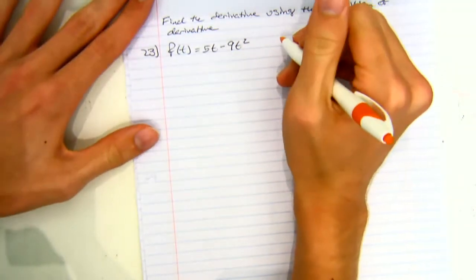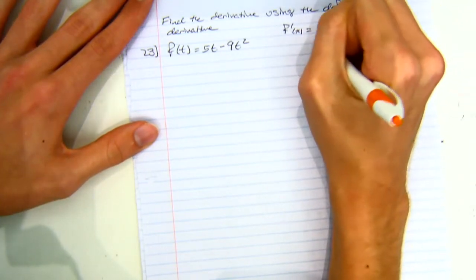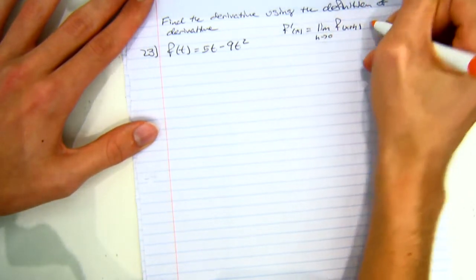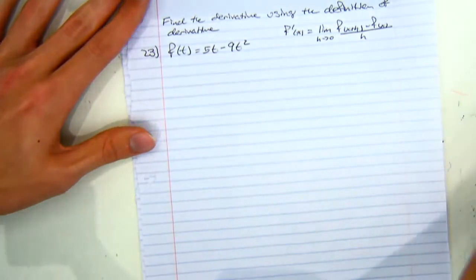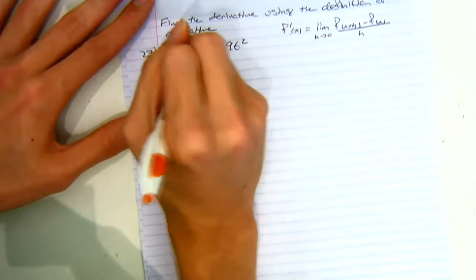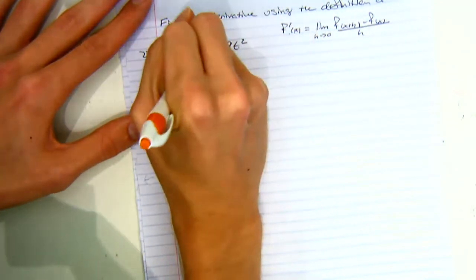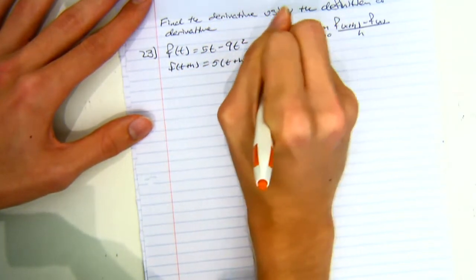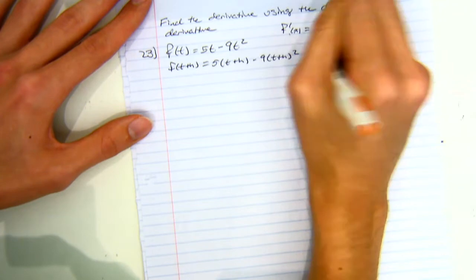All right, so we know the definition of a derivative is... So to be able to take this derivative, we're going to have to find t plus h, which is just going to be... and I know I'm going to have to expand that, so might as well do it now before I have all this mess.